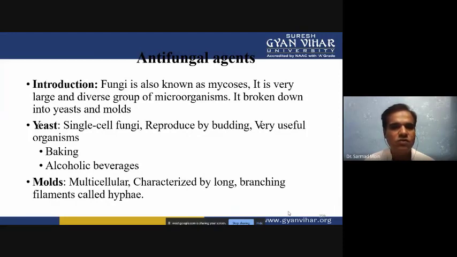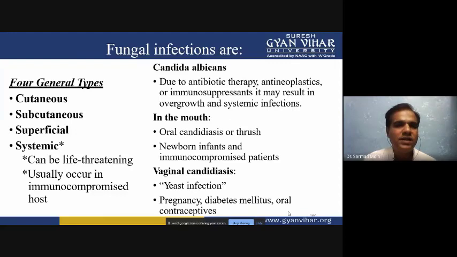They are broken down into yeasts and molds. Yeast is a single-cell fungus reproduced by budding, and it is a very useful organism in the baking and alcohol production industries. Mold is multicellular, characterized by long branching filaments called hyphae. Fungal infections are divided into four general types: cutaneous, subcutaneous, superficial, and systemic. Systemic infections can be life-threatening and usually occur in immunocompromised hosts.